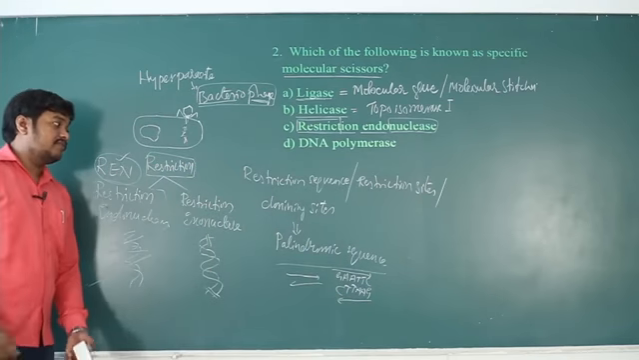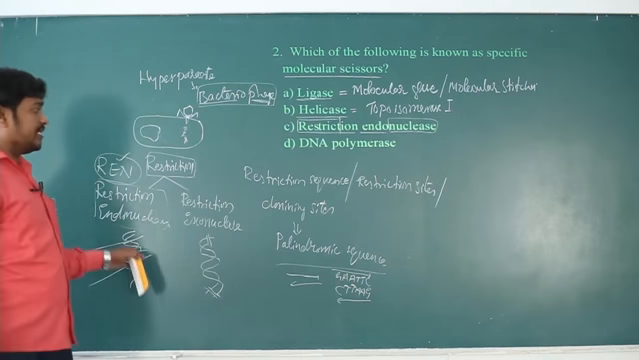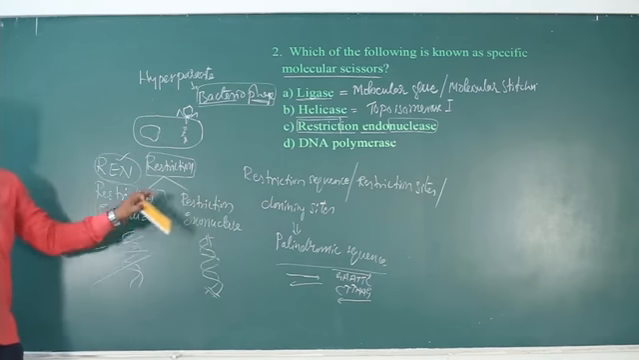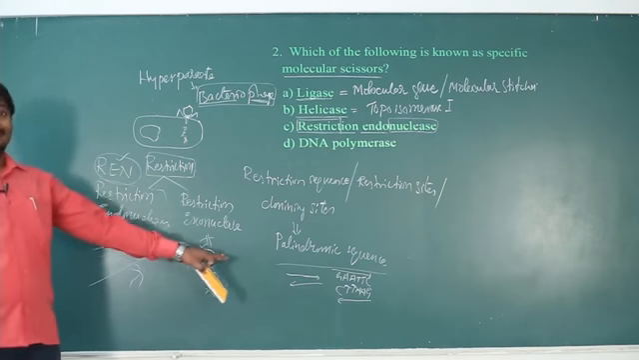Those kinds of sequences are called palindromic sequences. Each and every restriction enzyme needs a particular palindromic sequence. On DNA, wherever that palindromic sequence is there, they go and cut the DNA.